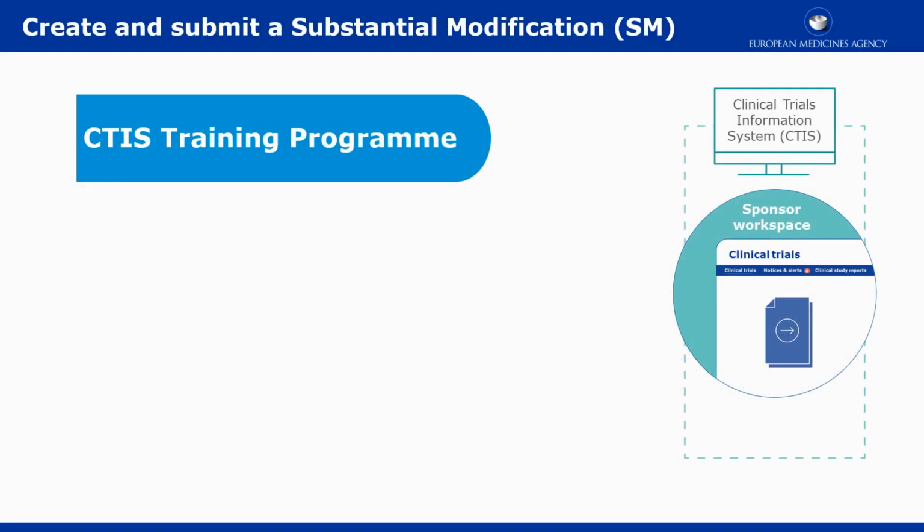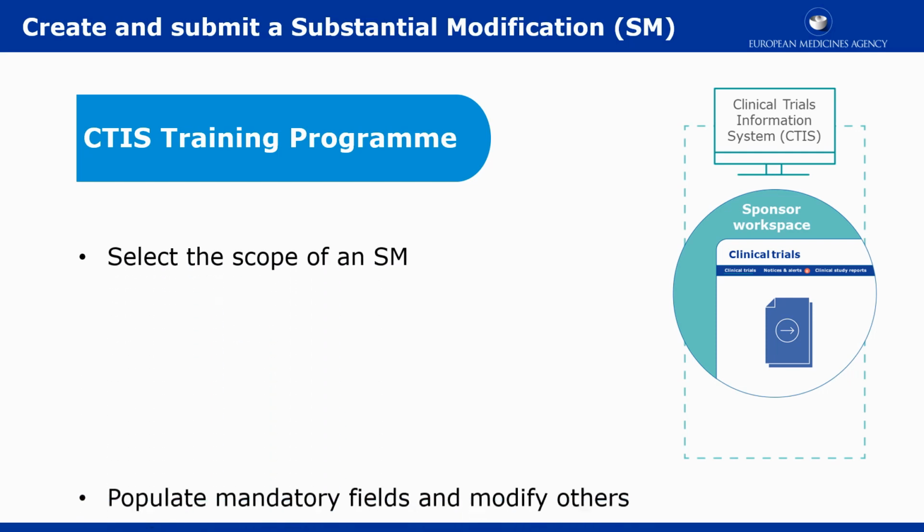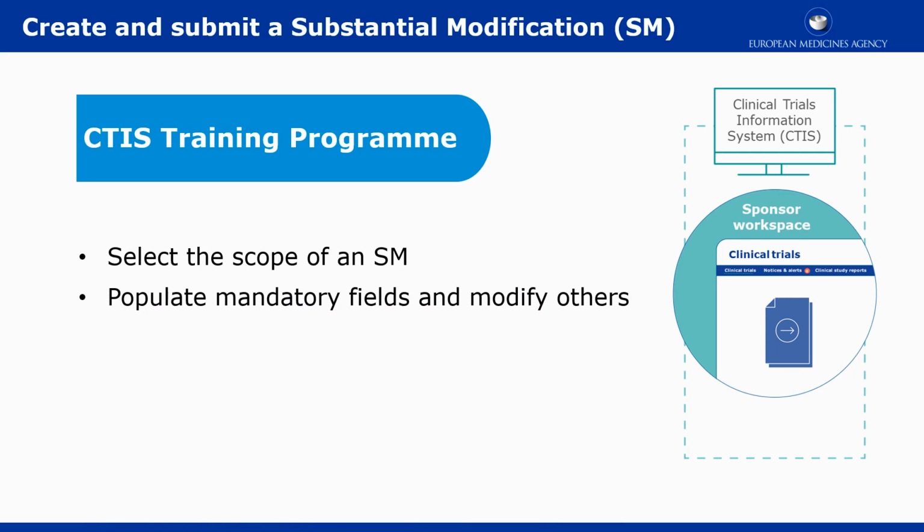This video outlines in short, the steps of creating and submitting a substantial modification clinical trial application, or SM. It presents how to select the scope of an SM, how to populate the mandatory fields, such as the reason, and how to modify other fields, data, or documents, and how to submit an SM.